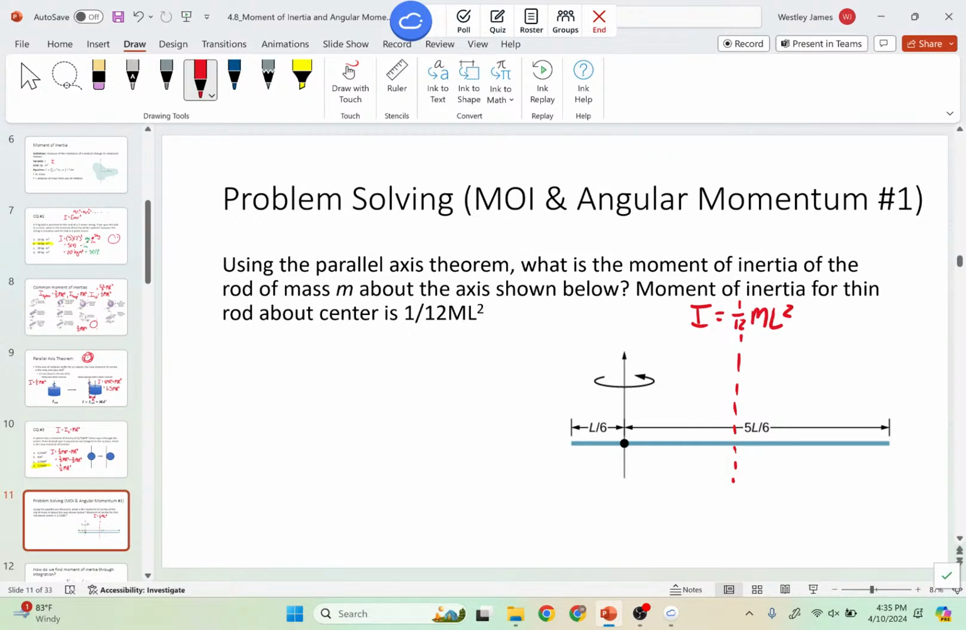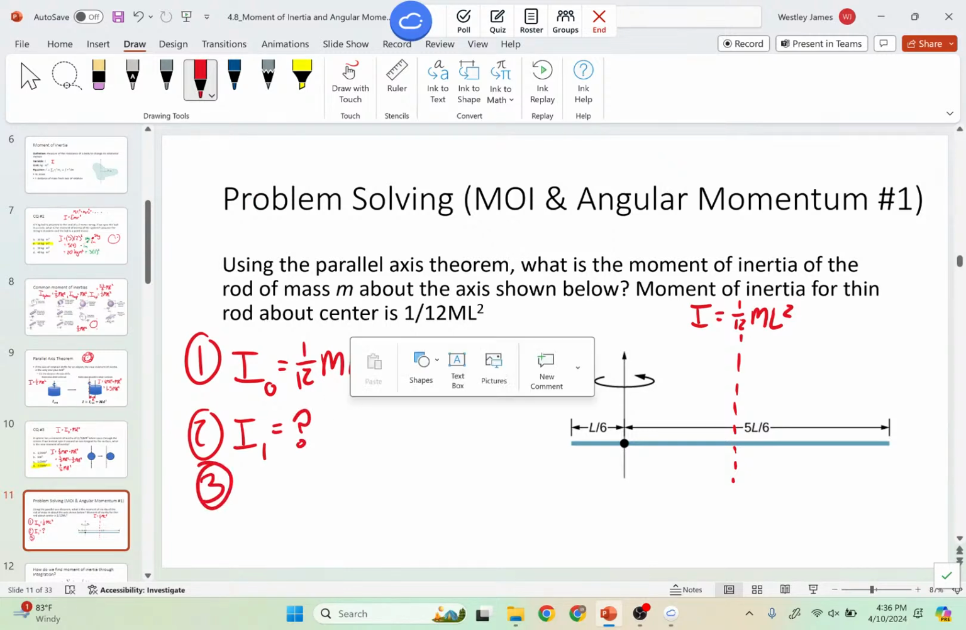So we want to find the new moment of inertia. You can do the whole classic givens and missing, I'll write it out that way because it's nice and organized. So we have our original, I'll call it I naught, 1/12 ML squared. We are trying to find our new moment of inertia, we'll just call that I1. It's the new one.